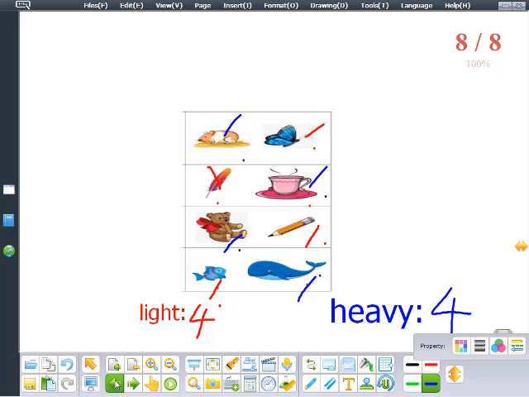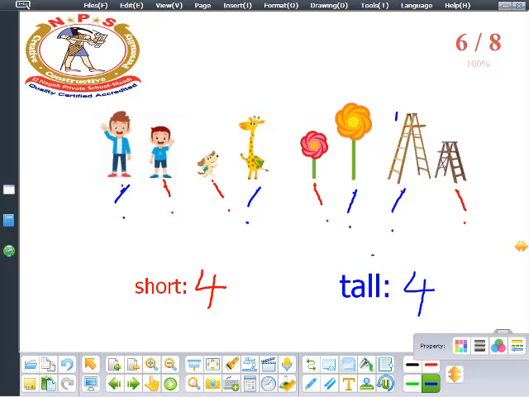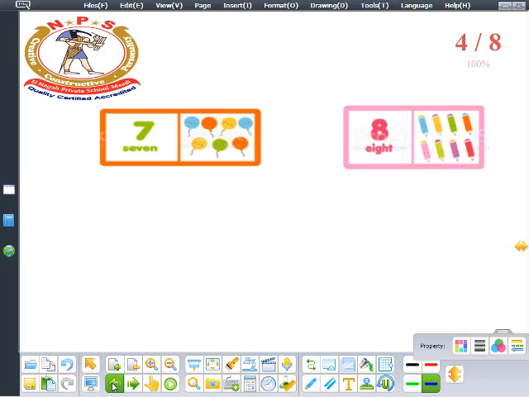Is it clear? So we talked about the heavy and light things, the small and big things, and the short and tall things. We talked about the numbers and the quantities, how to know the quantity without looking to the number too. Without looking to any number, we know the quantity right now. Is it clear?